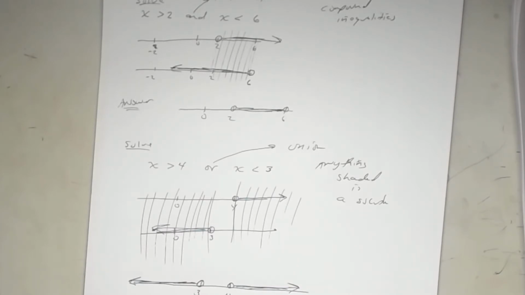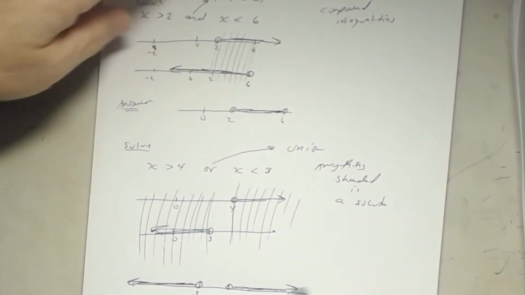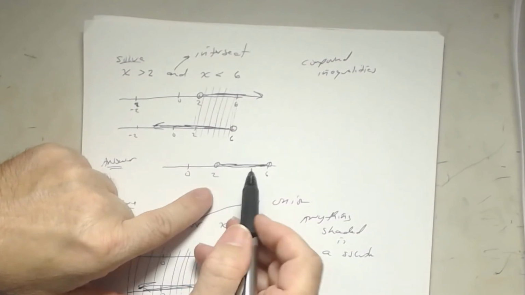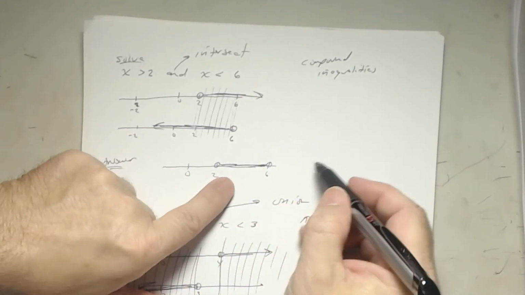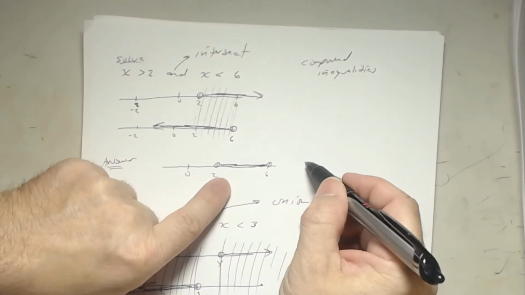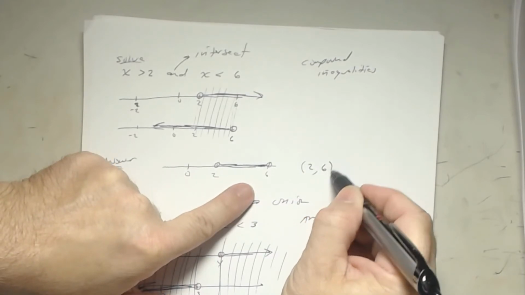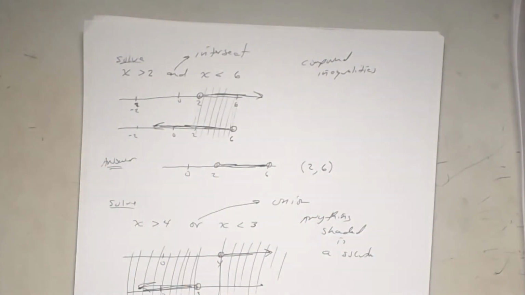All right, let's talk about how you would write this as an inequality. Let's go back to this one right here. How would you write this as an inequality? That was one of the worksheets you had to turn in. How would you write this? Parentheses, 2, comma, 6, with parentheses. Okay, that would be the inequality.